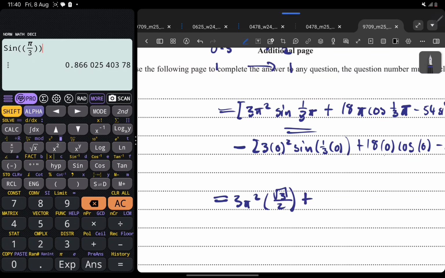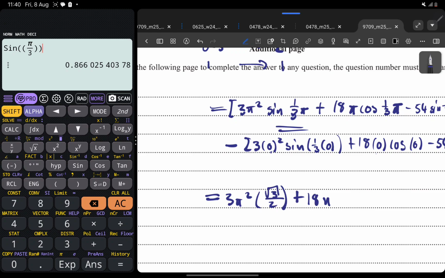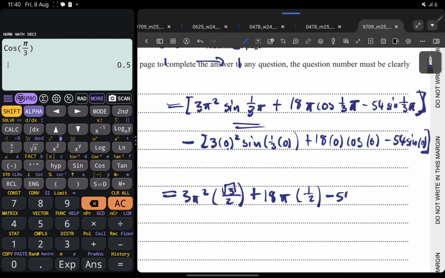Then I now say plus 18 pi, then cos 1/3 pi. So let's do that. What's cos of pi over 3? Second function, pi over 3. What do I get? 0.5. So this is going to be half. Then I say minus 54 times sine pi over 3, which we've already seen to be root 3 over 2.